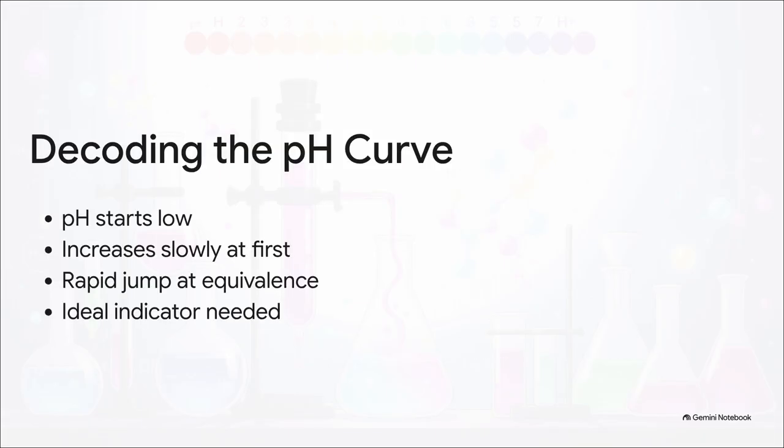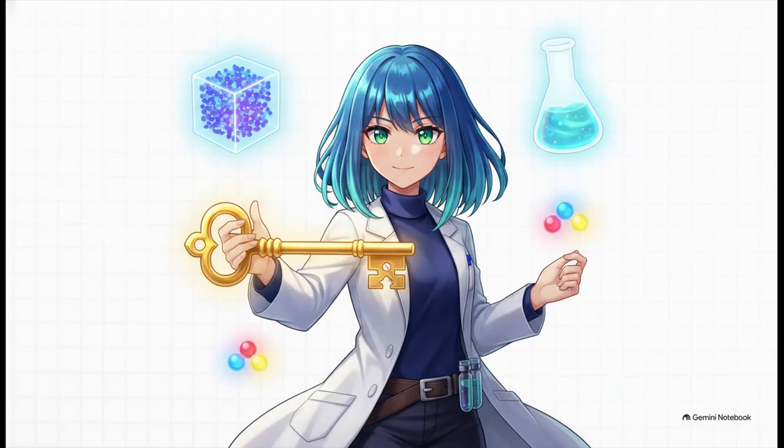Let's break this curve down a bit. We're starting out with a super low pH, right? Because the flask is full of strong acid. As we slowly drip in the base, the pH does increase, but it's really slow at first. The acid is acting almost like a buffer, just absorbing that base. But then, right as those very last lingering traces of acid are wiped out, boom, we get this rapid, nearly vertical jump in pH. That steep cliff right there? That's where the magic happens. The exact middle of that vertical jump is our equivalence point. Because of that, the ideal chemical indicator has to be chosen so its specific color change happens right along that steep vertical climb.